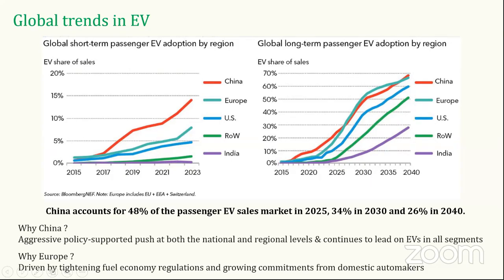If you see the trend just after 2023 to 2040, China could still be there, but China's market share is equally matched by Europe and US, because they are trying to overtake this market. There are two reasons why China keeps improving: the government's policy is very supportive of EVs, both at the national level and the regional level. That is why they are continuously leading in all the EV segments.